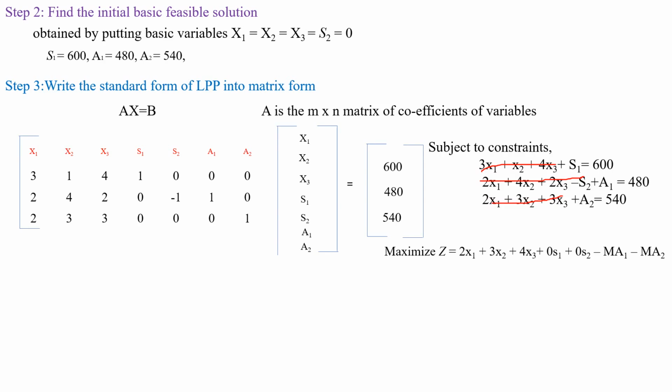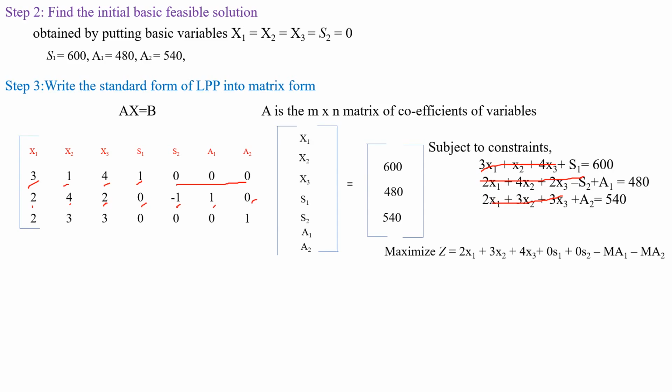Here x1 coefficient is 3, x2 coefficient is 1, x3 coefficient is 4 and S1 coefficient is 1. Here we do not have S2, A1 and A2, so their coefficient values are 0. Next we observe the second constraint equation. Here x1 coefficient is 2, x2 coefficient is 4, x3 coefficient is 2 and we do not have S1, so its coefficient is 0, S2 coefficient is -1, A1 coefficient is 1 and we do not have A2, its coefficient is 0.